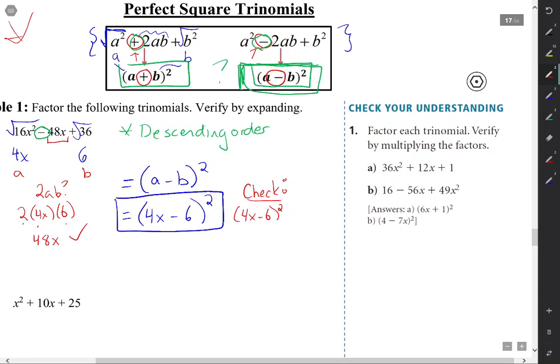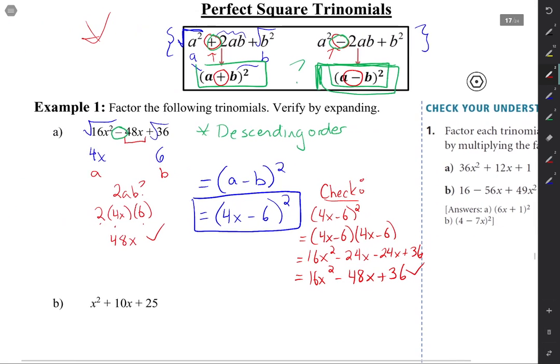Now let's check this. (4x minus 6) squared is the same as writing (4x minus 6) times (4x minus 6). And if we were to FOIL this, the first terms would be 4x times 4x, which is 16x squared. The outside would be 4x times negative 6, which would be negative 24x. The inside again is negative 6 times 4x, which is another negative 24x. And then the last terms are negative 6 times negative 6, which is plus 36. If we combine like terms here, we would get our original expression, 16x squared minus 48x plus 36. And it matches, so we know we factored this correctly.